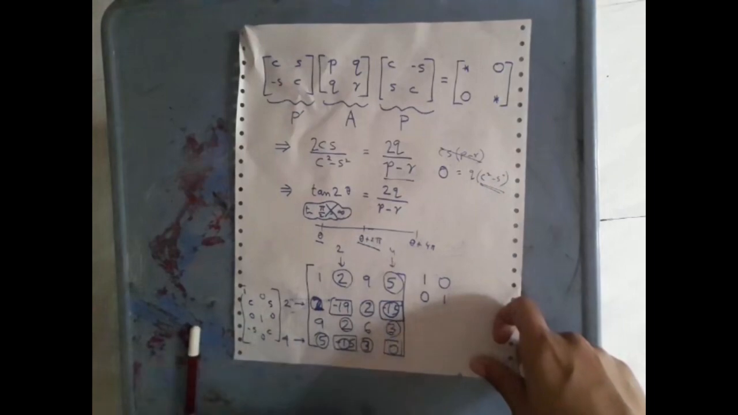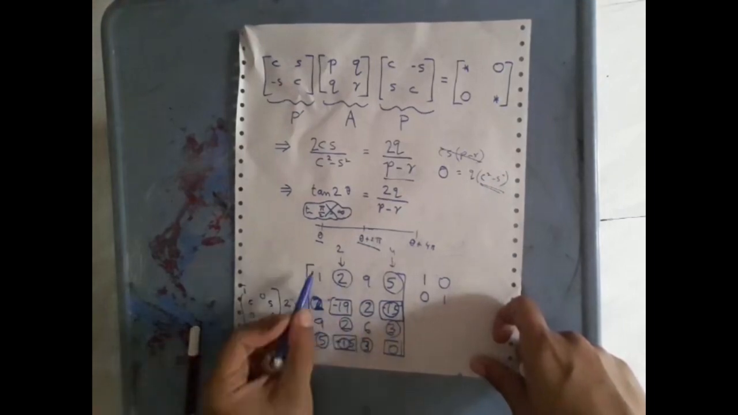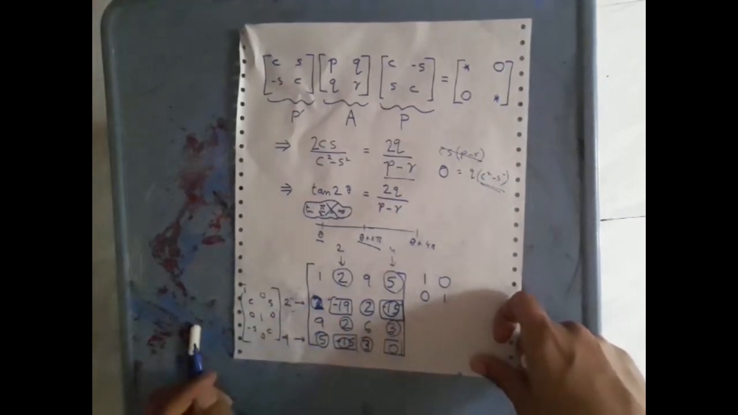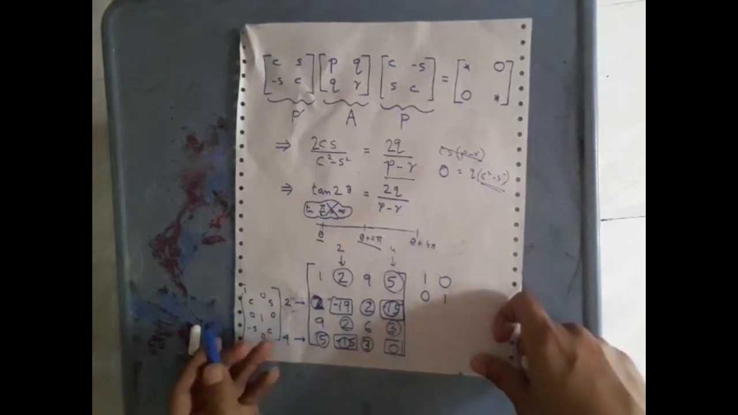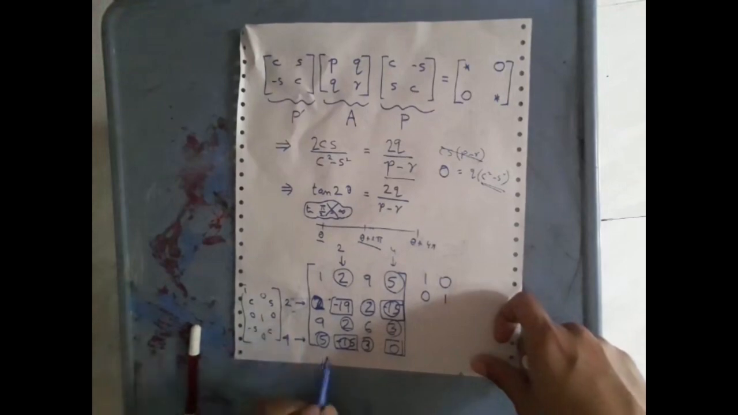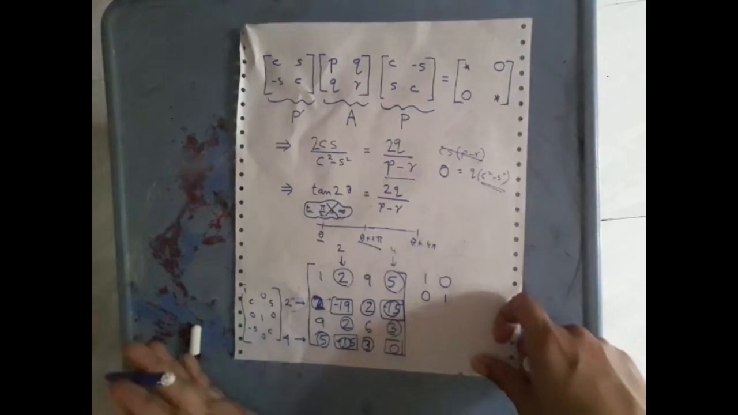All these things will change. However, everything else will remain unaffected. So all the things in rows and columns 2 and 4 will change. These off diagonals will become 0 and the other entries will remain untouched.